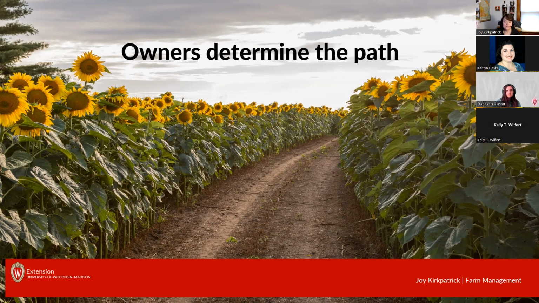Yes, the successor needs to build skills and find a way to contribute meaningfully to the business, but owners need to give them direction. Do they need to get an education or work somewhere else before they come back to the farm? Do they need to show how they will save the farm money or make the farm money? You need to tell them this and give them what they're shooting for and what they need to do to be able to come back to the farm. You determine the path, and you need to consider what your needs are in your later years.